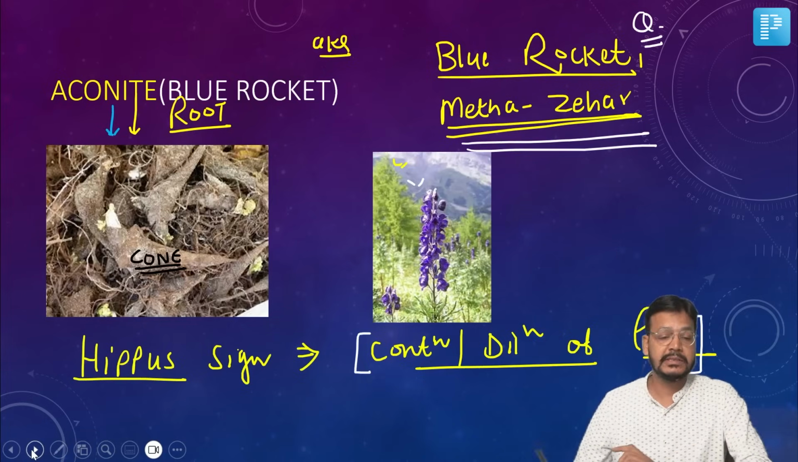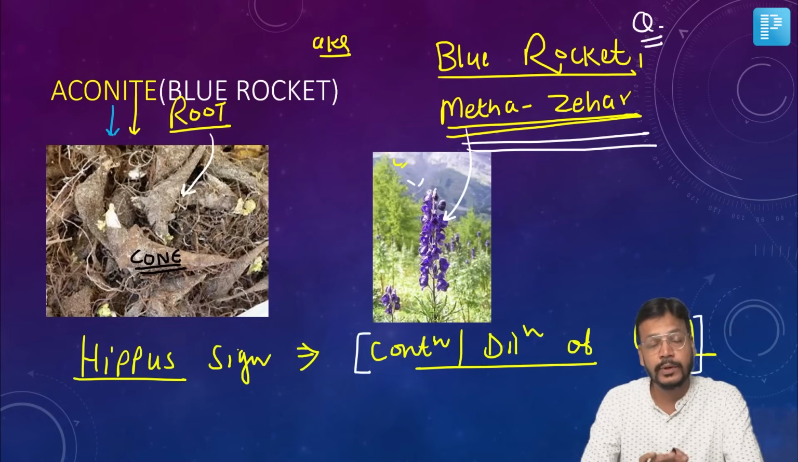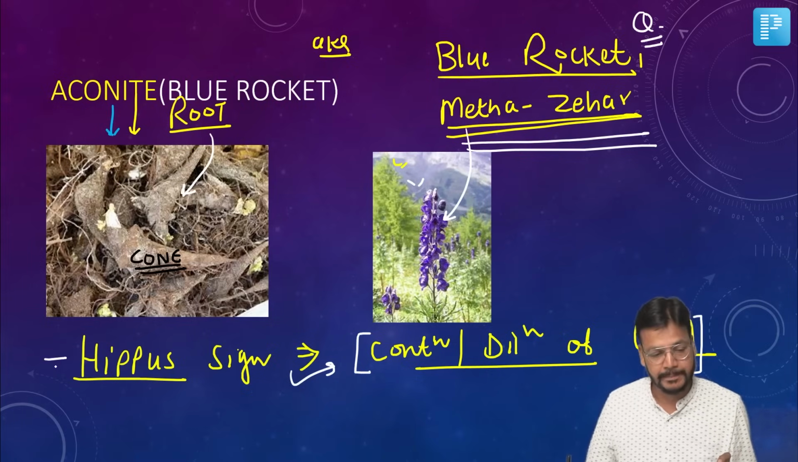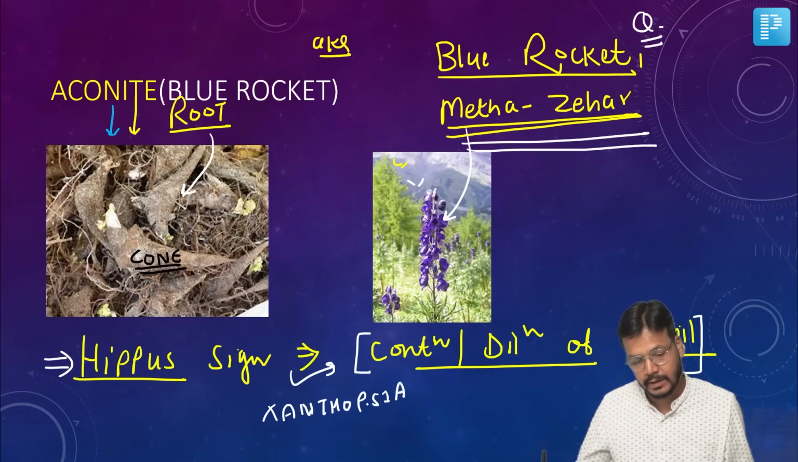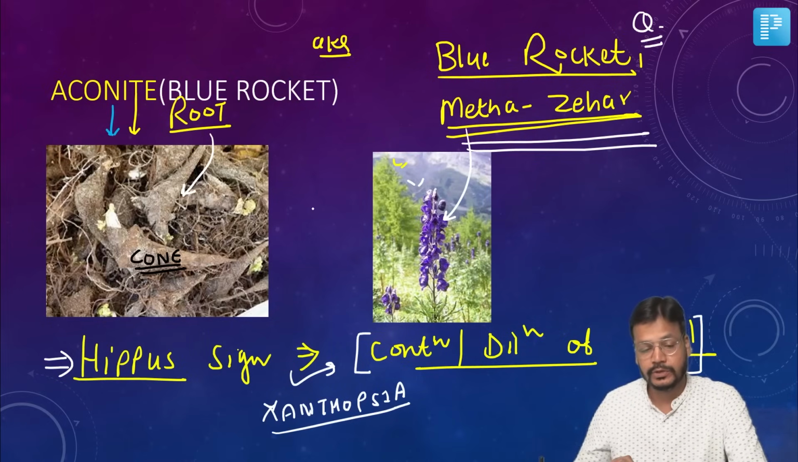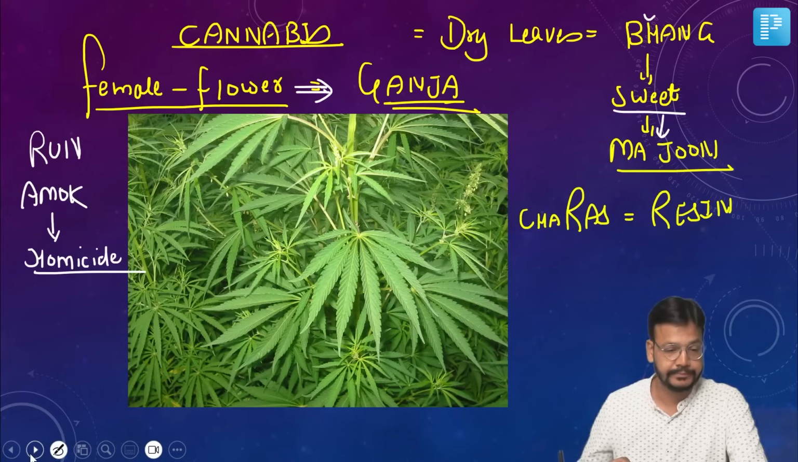This is my favorite word, sir. These are the roots of aconite, and this is blue rocket or meetha zahar. This is aconite, blue rocket, meetha zahar. There is a classical sign, contraction and dilation of pupil. This is Hippus sign. And there is one more word. This question comes in exam, that is xanthopsia. This is also in aconite poisoning, a cardiac poison. The most common electrolyte problem in aconite is hyperkalemia. These roots are most toxic.